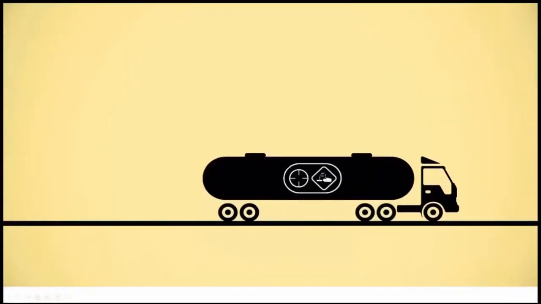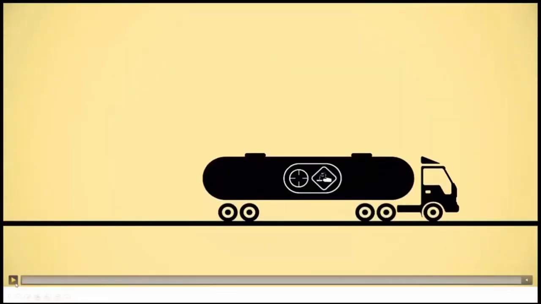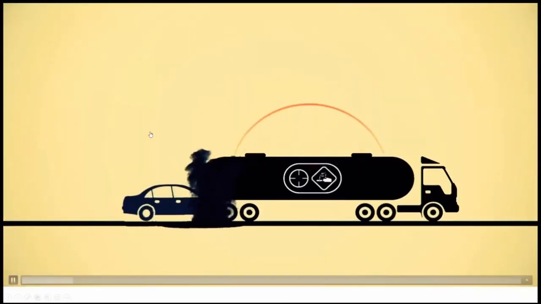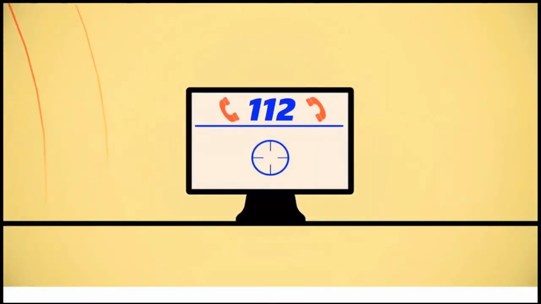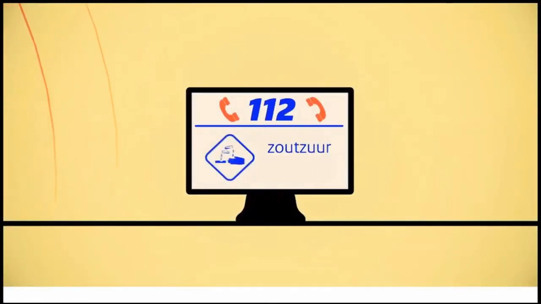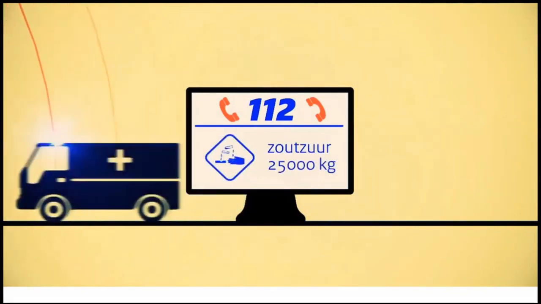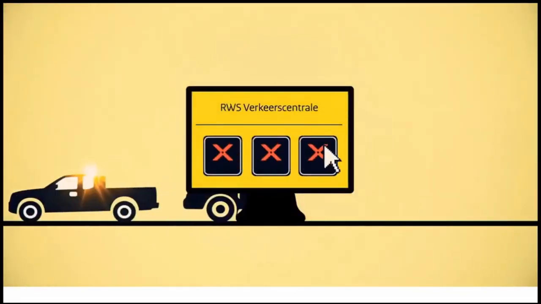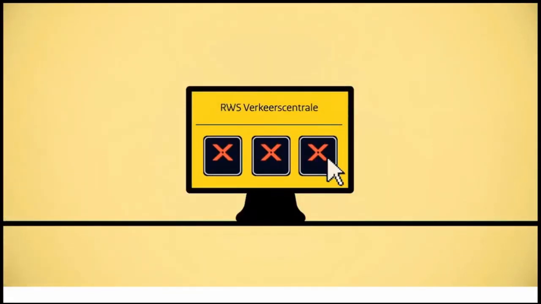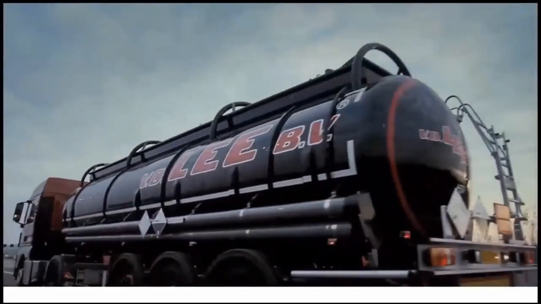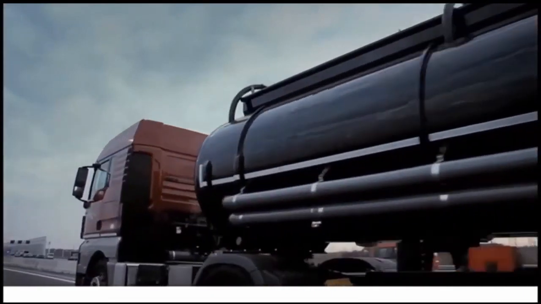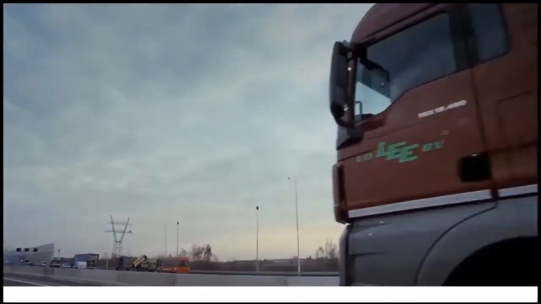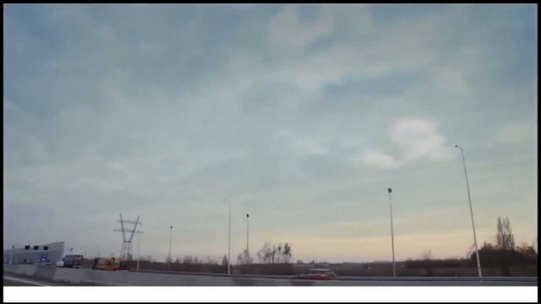Okay, so a brief overview of what we just saw. The car hits the truck. It sends out a message. This is the eCall message. It comes into the 112 control room. It's hydrochloric acid, 25 tons. The Rijkswaterstaat blocks off certain roads by putting red crosses above the road, and we create an environment where emergency services can do their work safely.